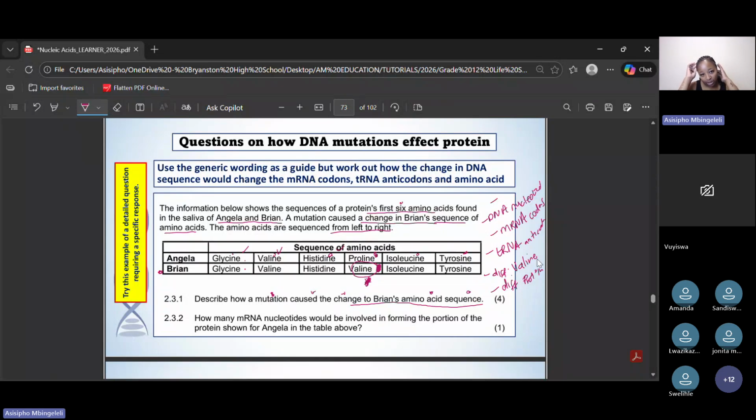If we answer the last question, I'm going to give you guys 2 minutes to find the answer. It's just 1 mark. How many messenger RNA nucleotides would be involved in forming the portion of the protein shown for Angela in the table above? I want you to think about it, and then I'm going to ask a few people to raise their hands so that I can choose who can answer for us.